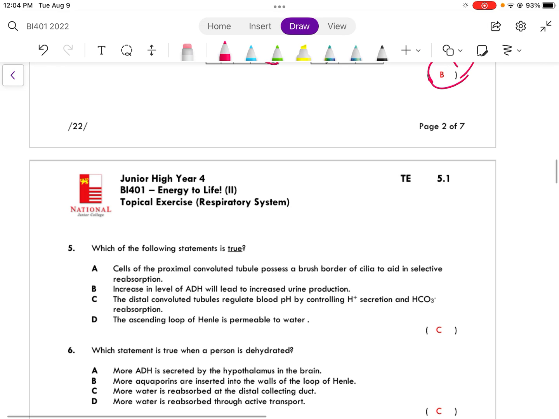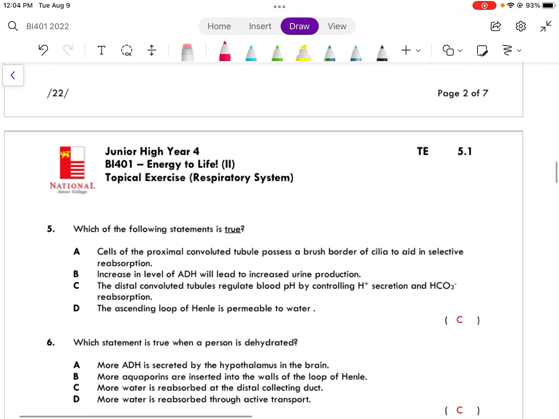Let's look at question 5. Which of the following statements is true? Okay, that means 3 of the answers are false. A, cells of the PCT possess a brush border of cilia to aid in selective reabsorption. Why is this wrong? Actually, it's villi, not cilia, or microvilli.